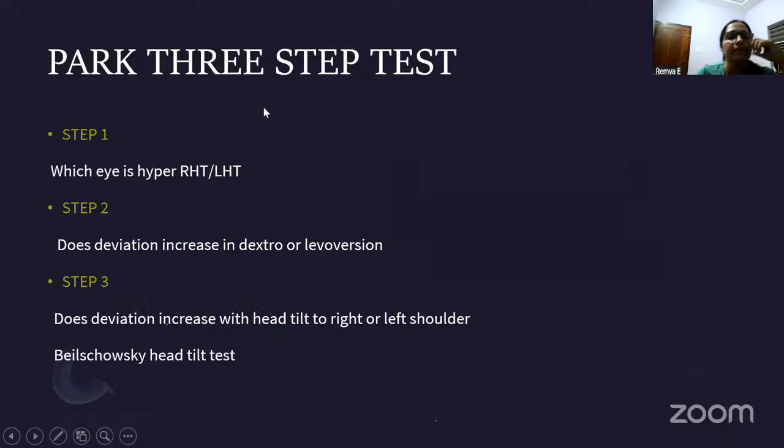So the Park 3-step test has 3 steps. Only in a paralysis of a single cyclovertical muscle can you do this test. So step 1 is which eye is hyper. First you find out which eye is hyper, whether it is the right eye or left eye. In the next step you will see whether the deviation is increasing in right or left gaze. I will tell you how it will be done. Then the next step, whether it is increasing in head tilt to right or head tilt to left. That is your Bielschowsky head tilt test.